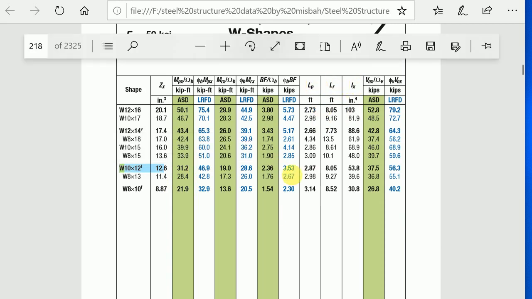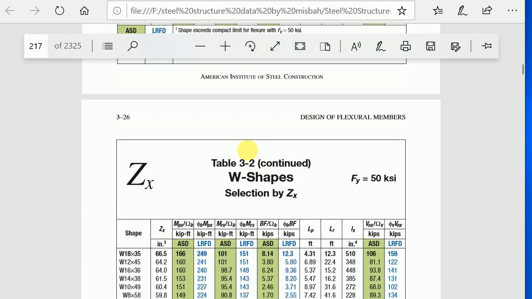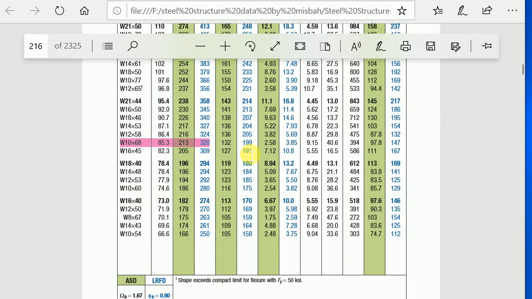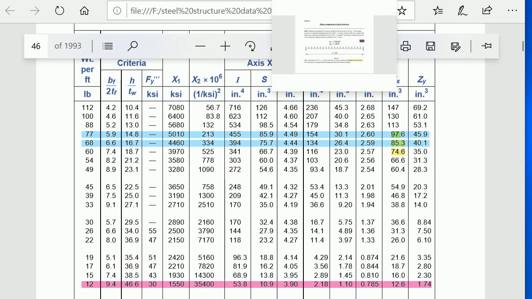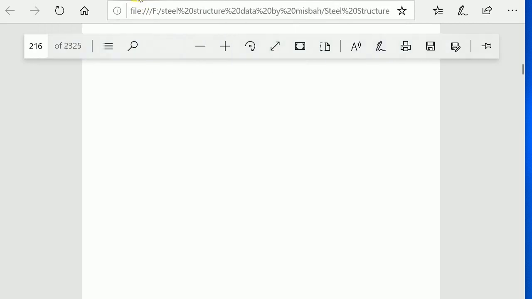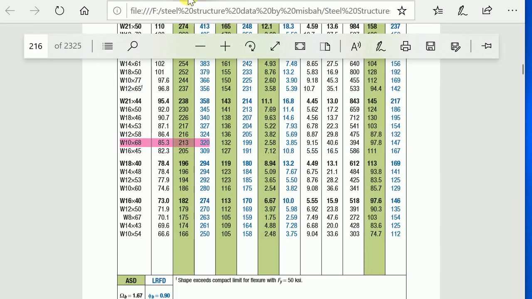Okay, and this is the way we used the LRFD manual. In the LRFD manual basically we have to use a little bit of numeric theory and formulas, but by using the AISC manual you can do things so easily. Very important terms I shared with you. These notes are very important.